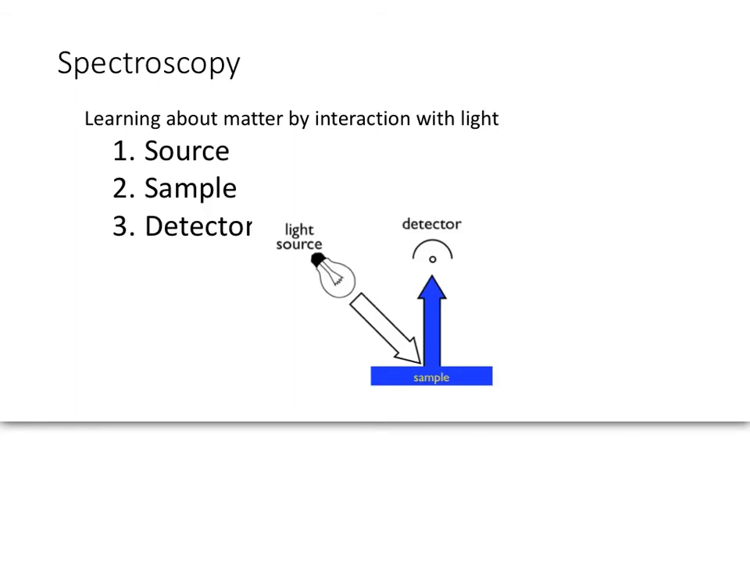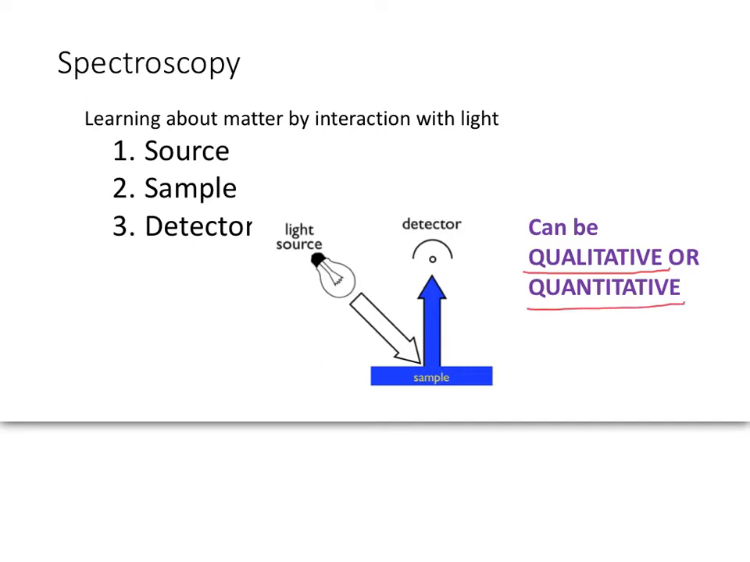Whenever we do spectroscopy, there's always three pieces that need to be present. You need a source of light, you need some sample that you're evaluating, and you need a detector. When we do spectroscopy, we use it as an analytical technique. We use it to figure something out. We can do it as a qualitative technique, which means we're trying to figure out what is in our sample, or we can use it as a quantitative technique, for instance, to figure out the concentration of a sample.